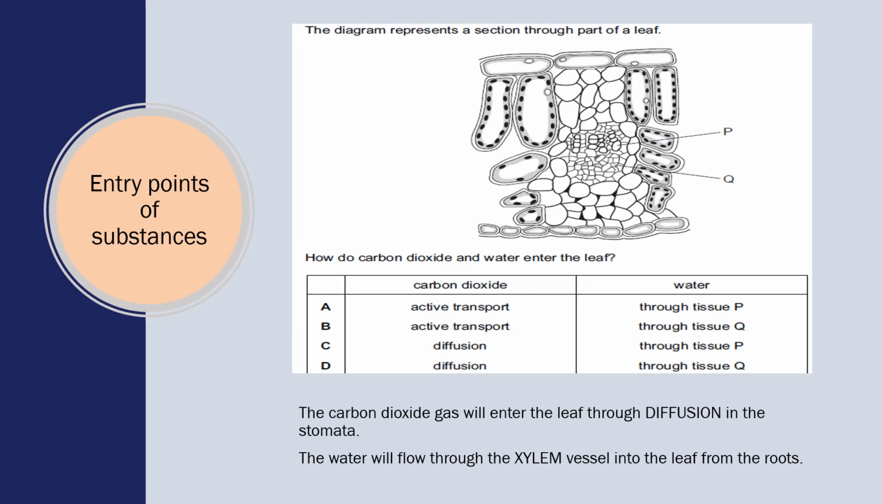For the water, it is coming from the root to the stem to the leaf, and in the leaf there is the vascular bundle. That is why there are letters P and Q. Which part is where water comes from? So it needs to be the xylem. Where is the xylem? The xylem must have a thick wall because it is lignified. So we can see here that P has a thicker wall than Q. So xylem must be P. So carbon dioxide diffusion, water, tissue P. So the best answer is C.